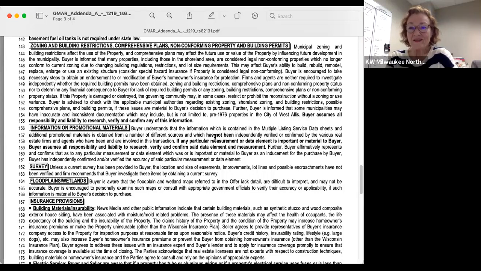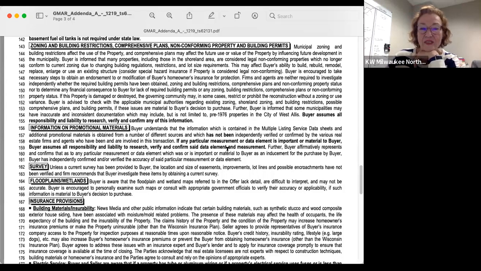Very important, very cautionary tale for buyers and taking on the responsibility that they have. They can't dump this all as a responsibility of the seller, and the seller has a right to non-disclosure. Information on promotional materials: buyer understands that the information contained in the multiple listing service sheets and additional promotional materials is obtained from a number of different sources and has not been independently verified or confirmed by the various real estate firms and agents.